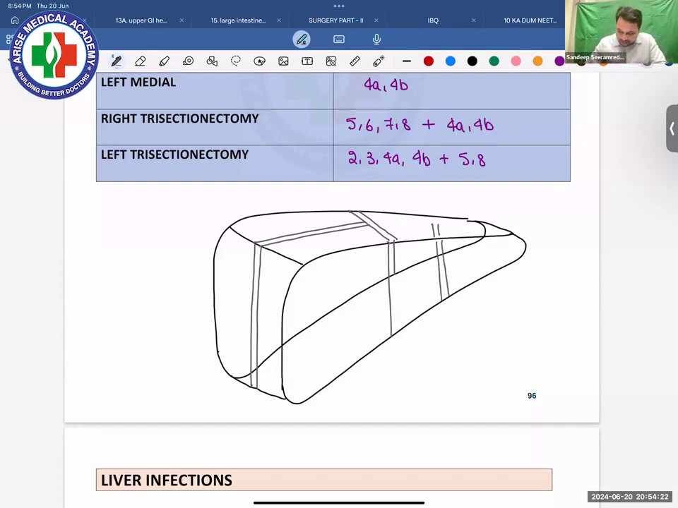Then you have the portal vein that is going to run in this fashion, that is, in a transverse manner. It is going to divide the entire liver into transverse halves. Okay? So this is the entire division of the liver that you have.